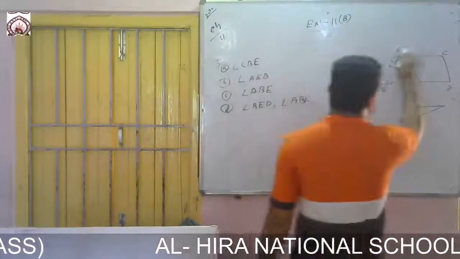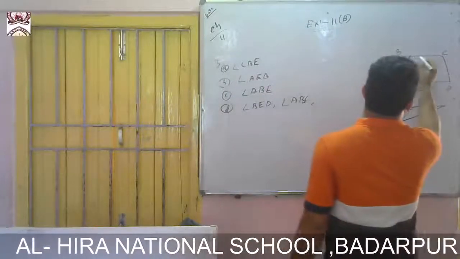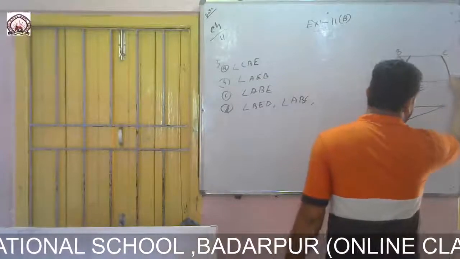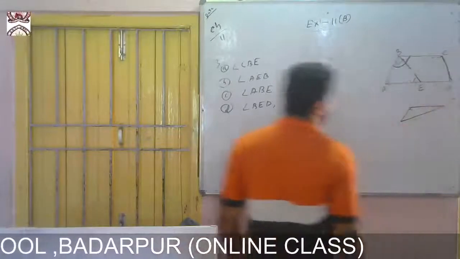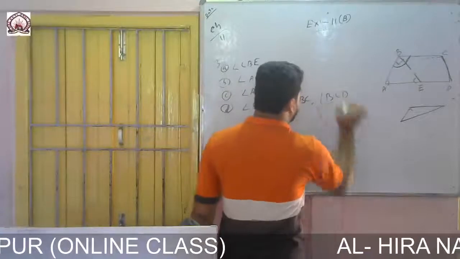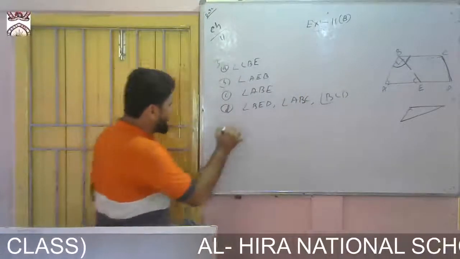Now this one, BCD. If I take this one, you see this is a straight line, and here it is a bit slanted. If I take 90 degrees here, then it will cross 90 degrees. So BCD is an obtuse angle.